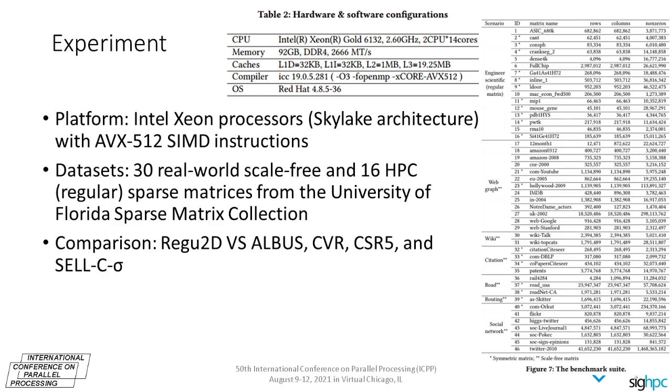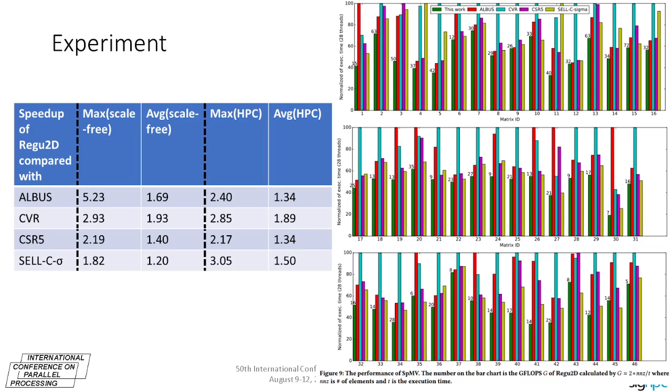Next, I will introduce the experiments. The platform is Intel Xeon processors with AVX512 SIMD instructions. We use 13 scale-free and 16 HPC sparse matrices. We compare all works with Aubus, CVR, CSR5, and CLC sigma. Figure 9 shows the GFlops performance of each work, and the table lists the speedup of Regu2D compared with the previous 4 works. We can see that Regu2D achieves an average speedup of at least 20% for scale-free matrices and at least 34% for HPC matrices.